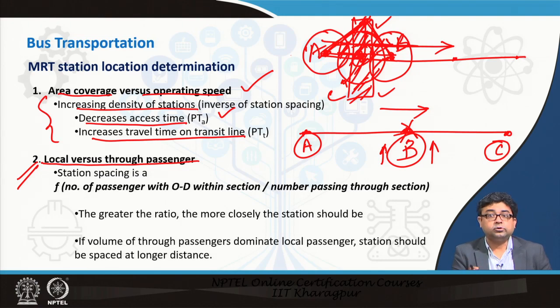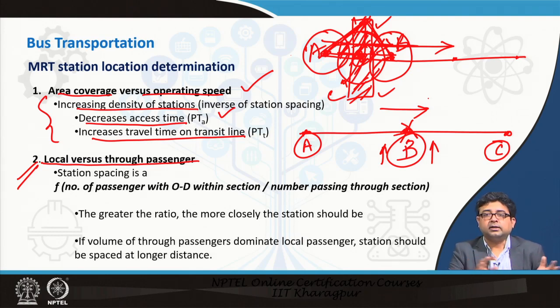They want the train to stop there, whereas you, who are on board the transit line, are a through passenger and you do not want the train to stop there, because stopping of a train means, for example, again an increase in lost time, an increase in the travel time on the line.